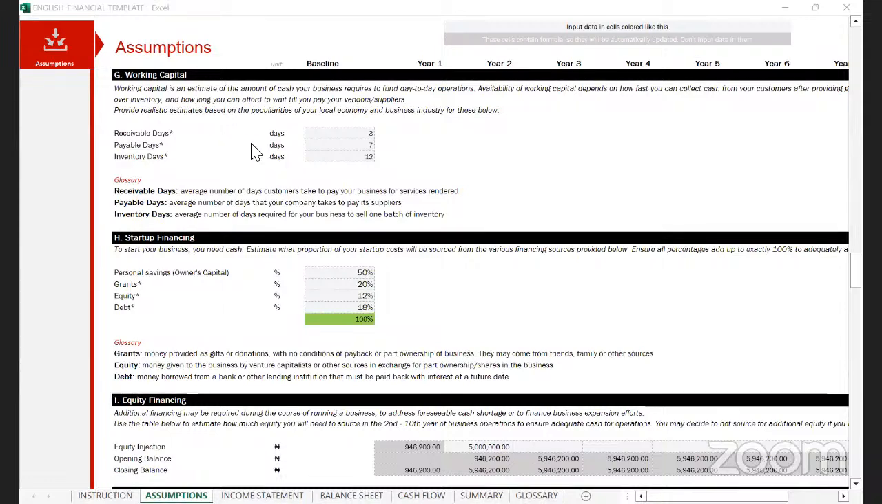So you will see what you need to fill in working capital is just 3 sections: your receivable days, your payable days, and your inventory days. So let me go back to the example of the business, my business that I am modeling out here in this financial template. I collect plastic, I recycle it, I create umbrellas, and I sell.